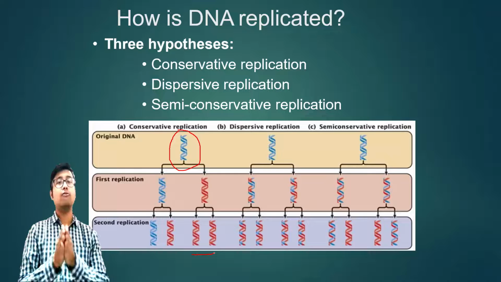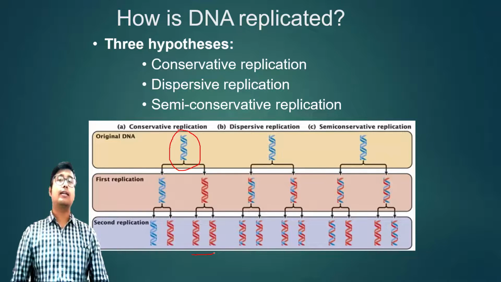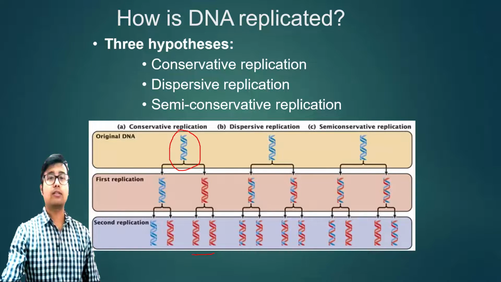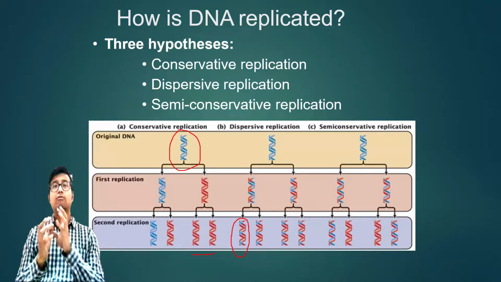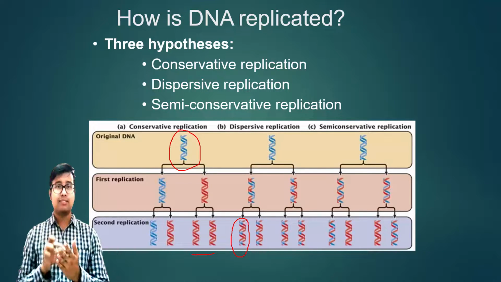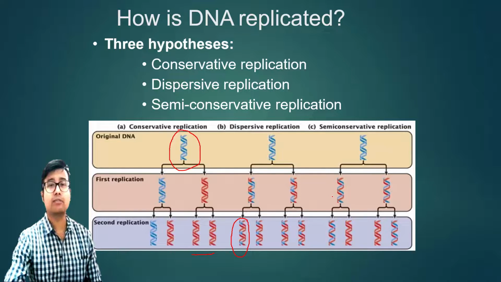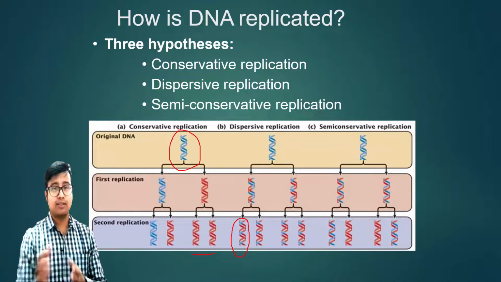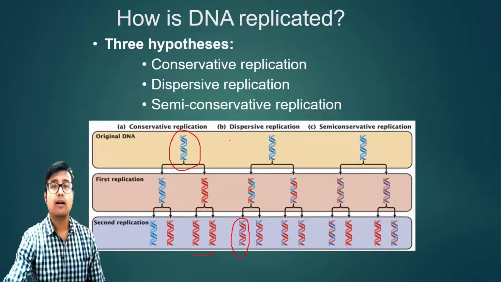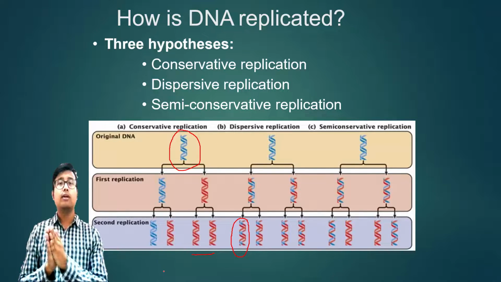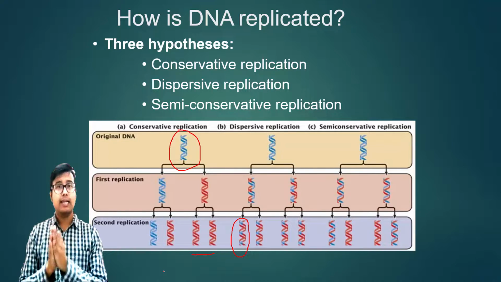Correct? What did dispersive replication tell us? Dispersive told us that the parent and daughter strand will be fragments, a mixture of both the strands, both blue and red will be mixed, okay, fragments like that. But semi-conservative told us, the diagram figures may seem confusing over here, but semi-conservative told us that one parent strand will be blue and one daughter strand will be red.